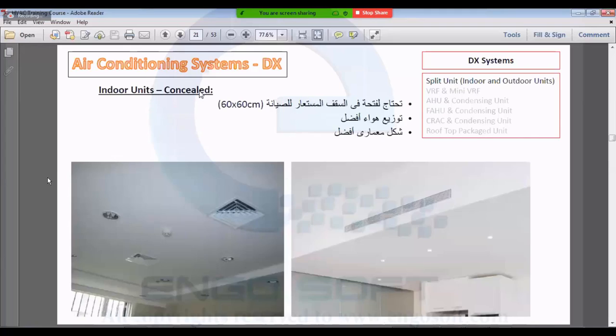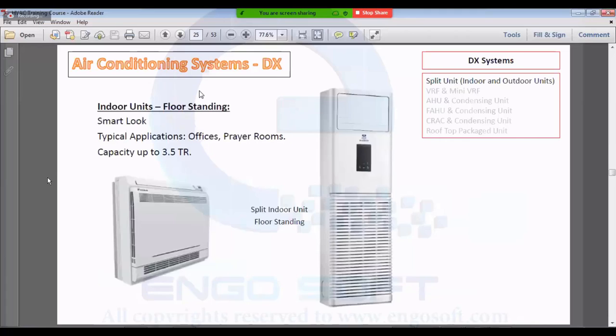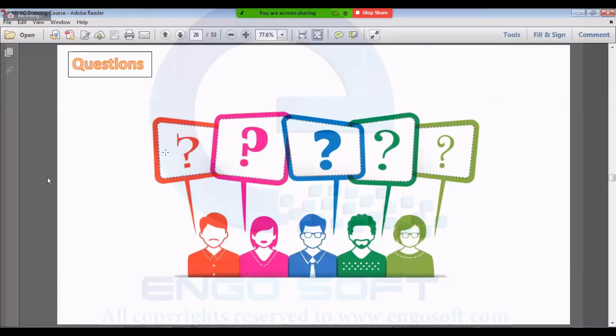We talk about the high wall. Now the freestanding unit, floor standing. The floor standing unit has two shapes: the one in the mosques and prayer rooms, and the one in offices. They are mounted on the floor, so the air comes out from above. Here, the air comes from here. So the capacity of them reaches 3.5 ton.